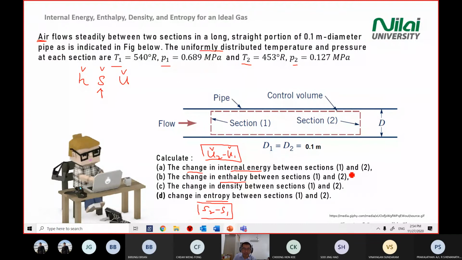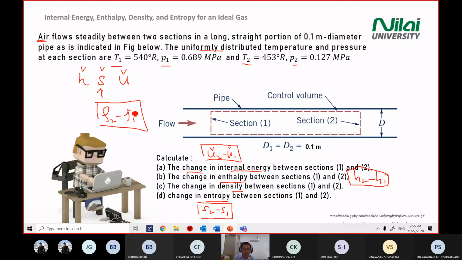The second one is enthalpy, so we're going to find H2 minus H1. The third one is the change in density, so the change of density means rho 2 minus rho 1. This one I think I don't need to explain.